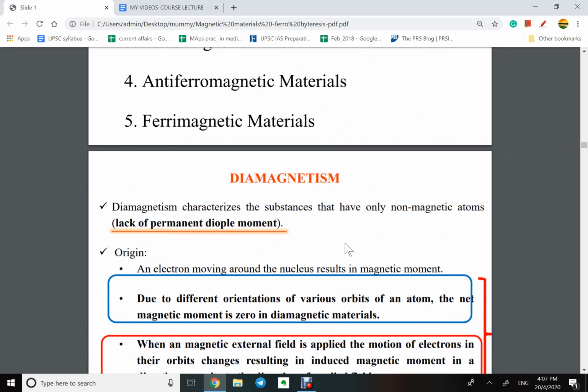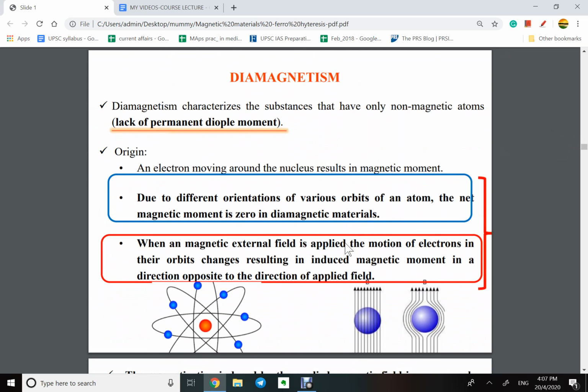Now we will see about the property of each material and some examples in the coming slides. First, let us start with diamagnetism. Diamagnetism characterizes the substances that have only non-magnetic atoms. In diamagnetism, there are no permanent dipoles. So there are no permanent dipole moments.